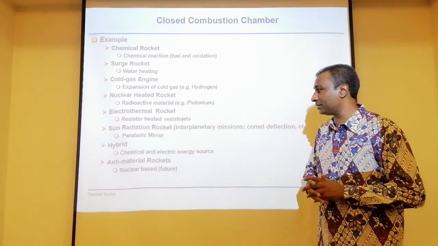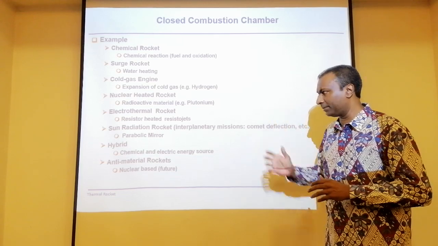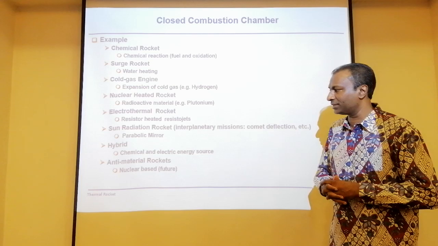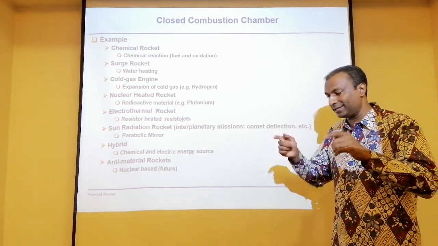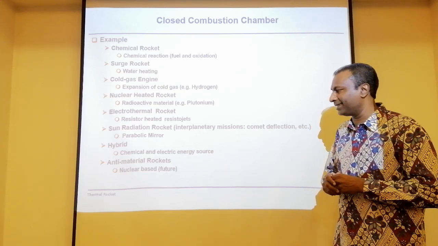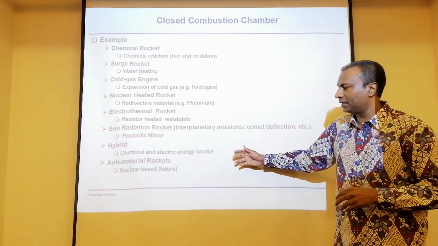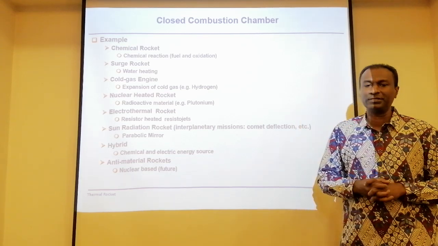You have resistor-heated jets. Okay, we will cover that in later parts. And there is something quite interesting for interplanetary missions as well: sun radiation rockets. For example, you have parabolic mirrors to focus the heat into the exact spot to ignite the fuel. Hybrid, you have chemical and electrical energy sources. There are hybrid engines. Then antimatter and nuclear-based are for future applications.